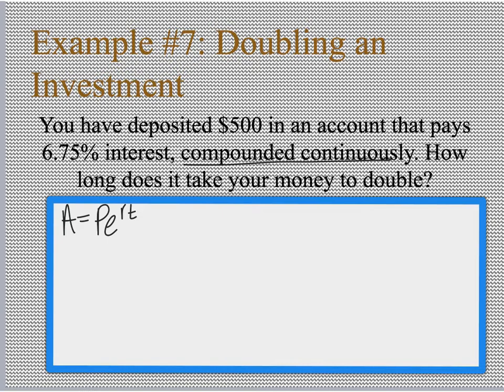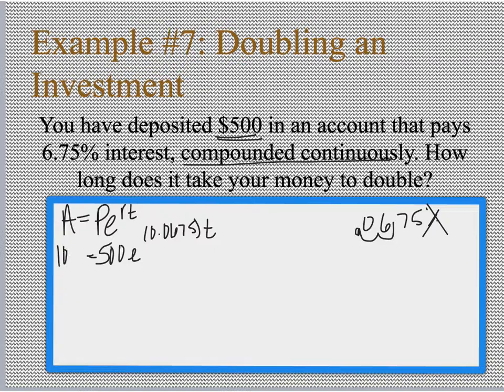P is our principal amount, and P is $500. e is still e. Our rate is 6.75%, but remember, we knock off the percent and move the decimal 2 places to the left. So that becomes 0.0675 times the time. Well, that's what we're trying to figure out: how long it takes to double our money. To double our money, if the initial investment was $500, then what we're hoping to have is 1,000, and A is the outcome, so 1,000 is what we will place here. That's all the problem was telling us. Now it's our job to find t.